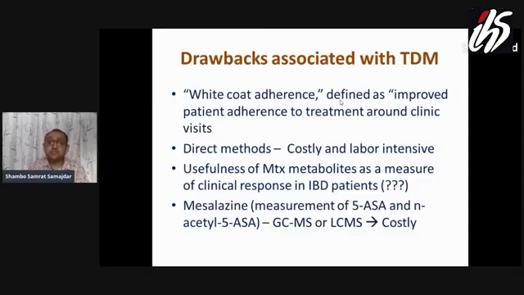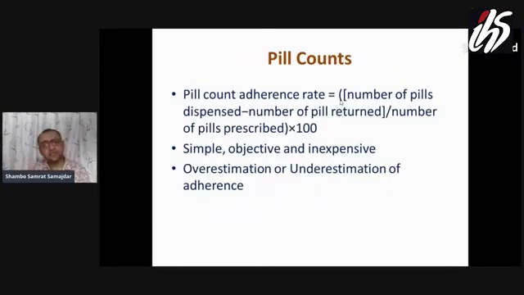For other drugs, like methotrexate metabolites in treating IBD patients, the usefulness has some question marks. While using mesalazine, we need to measure 5-ASA and N-acetyl 5-ASA by GCMS or LCMS. So they are a little bit costly affair, but we can measure that also. There are easier things or indirect methods of measuring adherence, like pill count. What is pill count adherence rate? That is equal to number of pills dispensed minus number of pills returned, divided by number of pills prescribed, multiplied by 100. So that gives the pill count adherence rate.